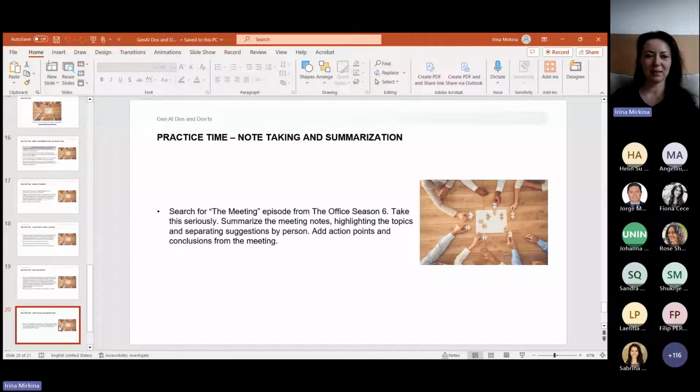Okay, and the last use case, the last play case, I would call it. This is about taking notes and transforming notes into an agenda or action points as a result, and also about summarization of different content. In this case, I would suggest a prompt that searches for a transcript of one episode of The Office, but take it seriously. Take it as the transcript of an actual meeting and use that to generate a summary of what happened. Summarize the meeting notes, highlight the topics, separate suggestions, and tell us what the next action points are that are going to happen after this meeting. This should be super short and, I hope, funny.